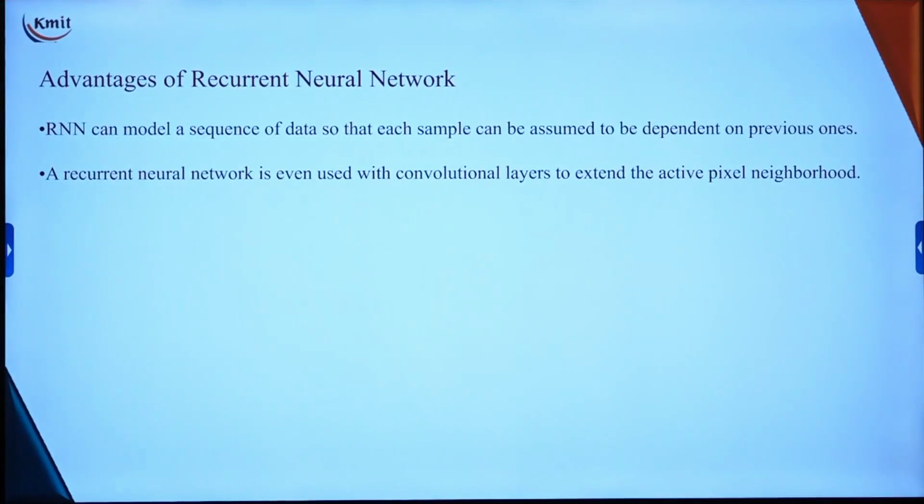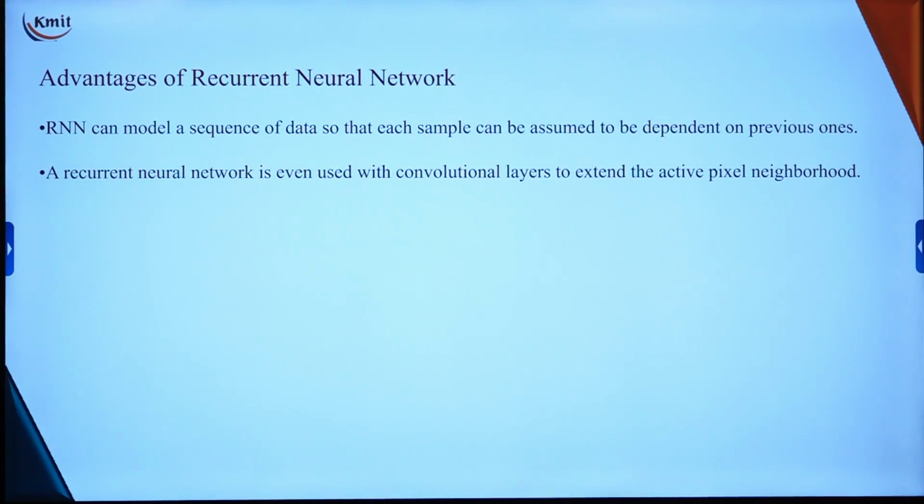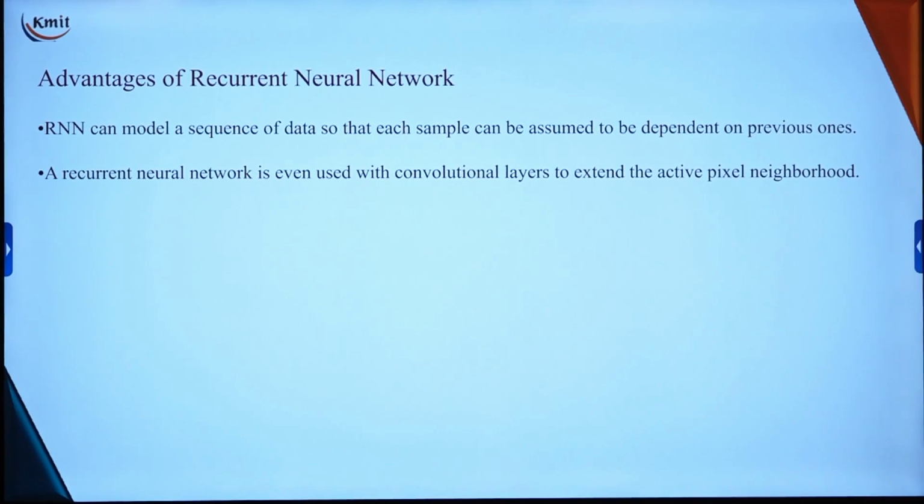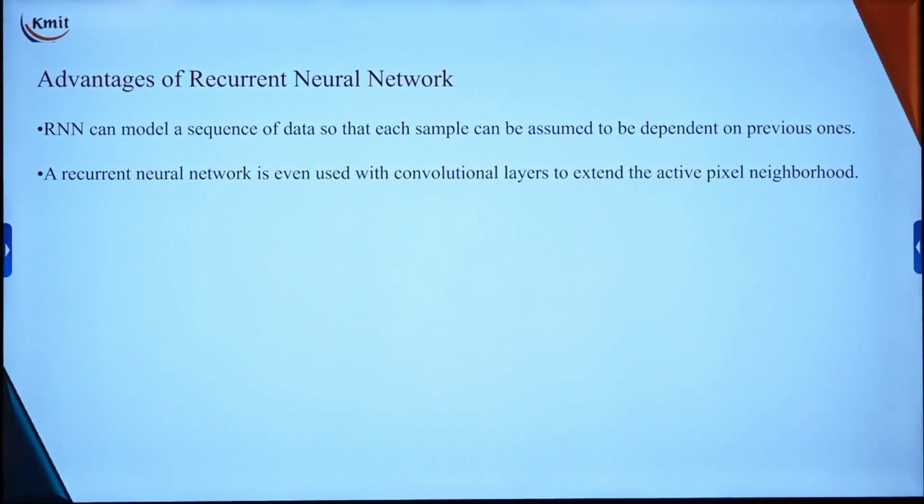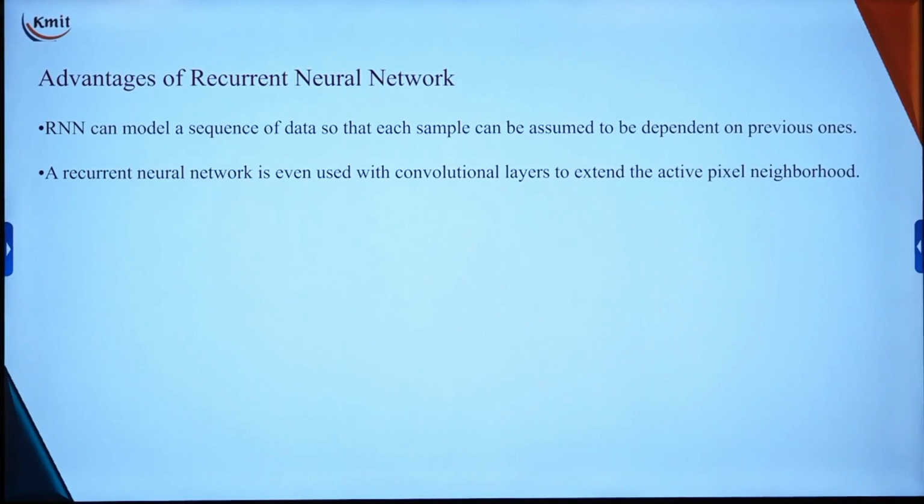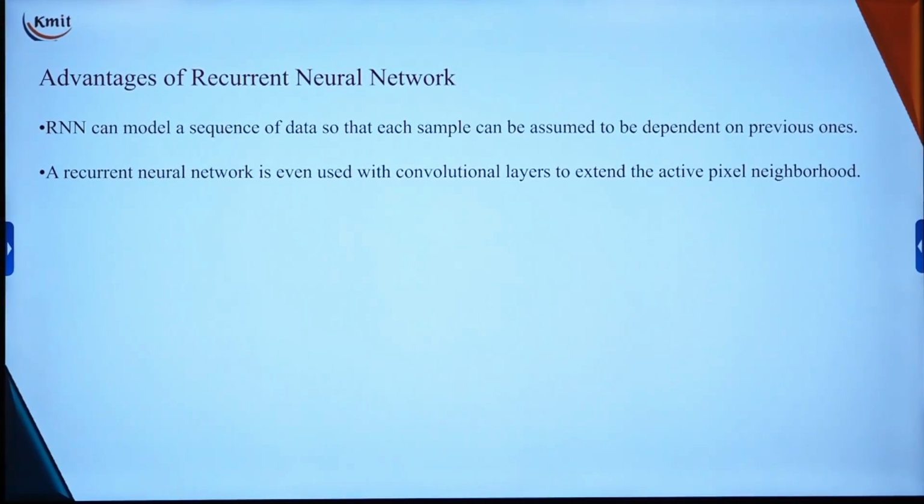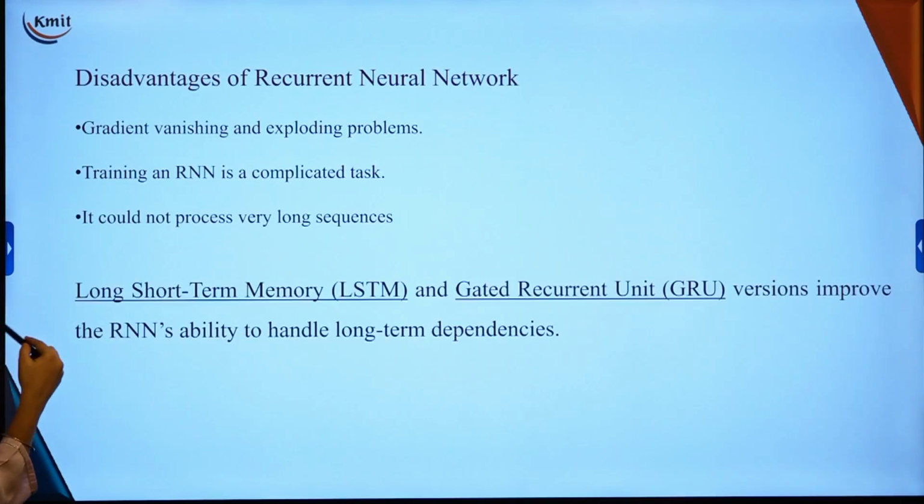Now, advantages of RNN. RNNs are the only neural network model which has internal memory. RNNs are the only neural networks which can process sequential data. RNNs can also be used with convolutional neural networks, which extends the effective pixel neighborhood, as we will see in the coming units.